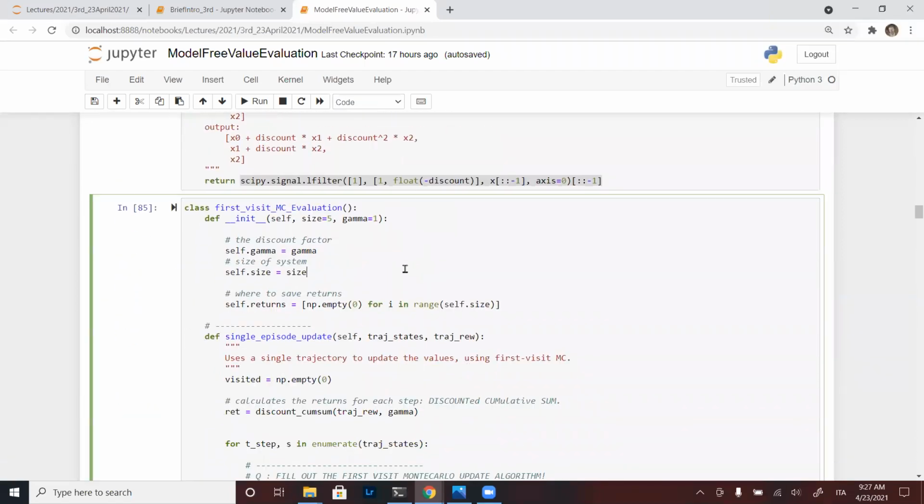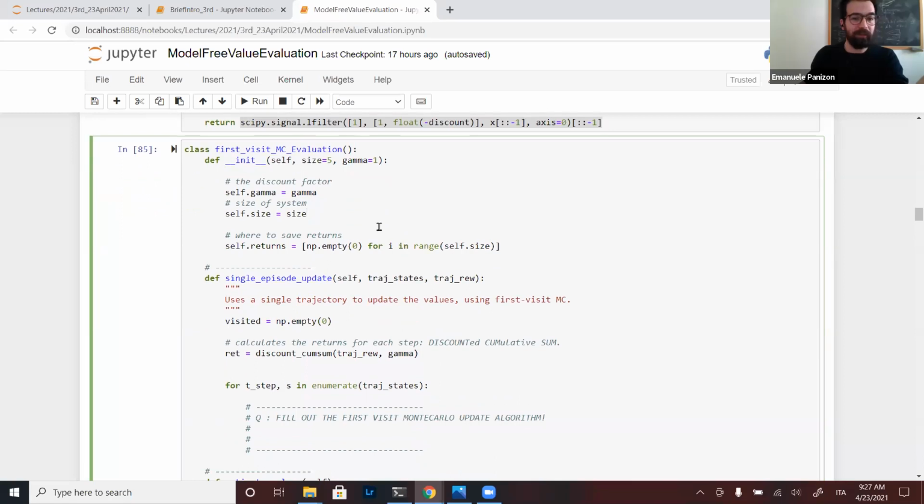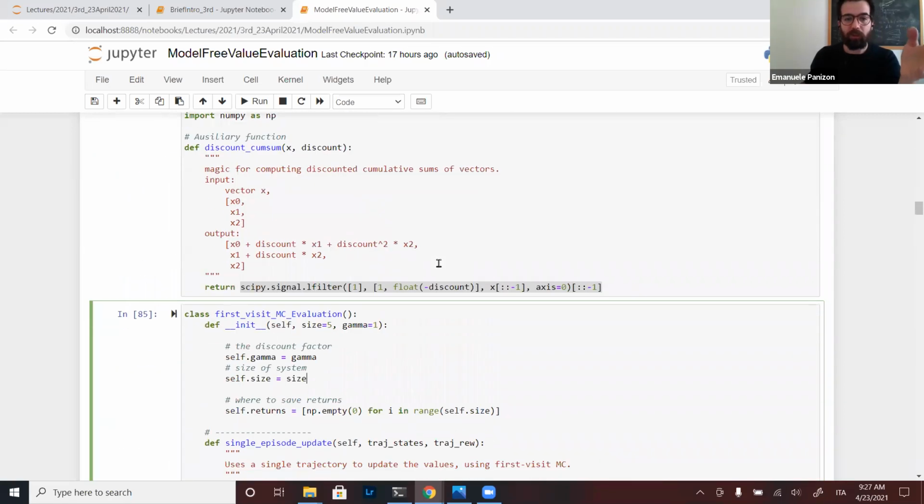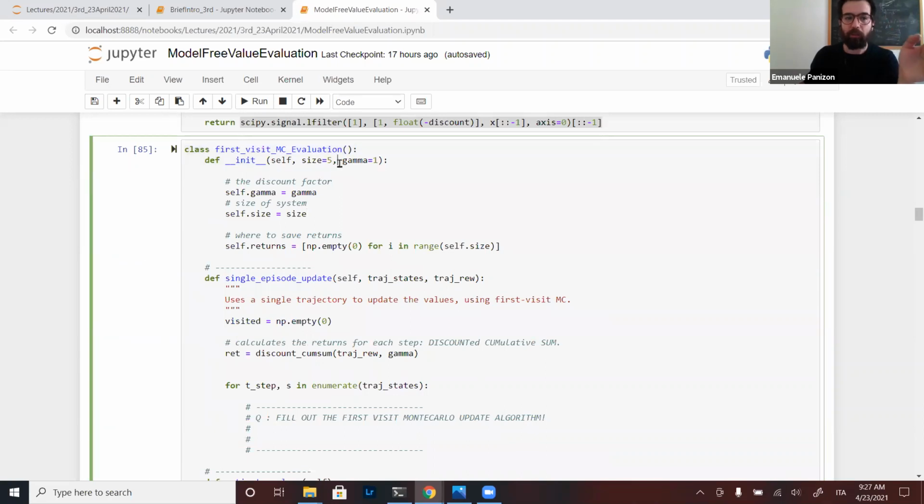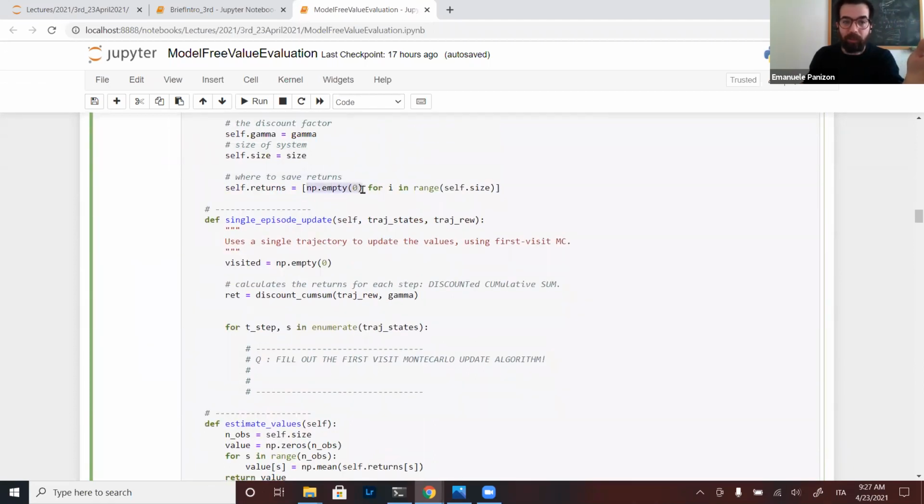Okay, so exactly as said, this is the pseudocode. Now we're going to the code. Again, we define a class, which is just our algorithm, and it just needs to know what the system size is and what the gamma is that we want to use for the discount. And now I'm just making a list of empty arrays, and I want one empty array for each state. So if I have size equals 5, I will have 5 empty arrays.